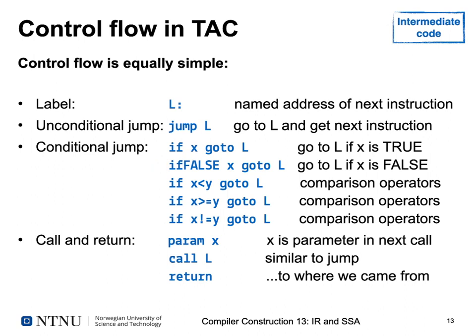If not, we just fall through to the next instruction that comes after our conditional jump. And finally, we can have calls and returns, specifying parameters here. So we can say X is a parameter for a function call. Then we can call a label L. So this means a call jumps to our code at location L.